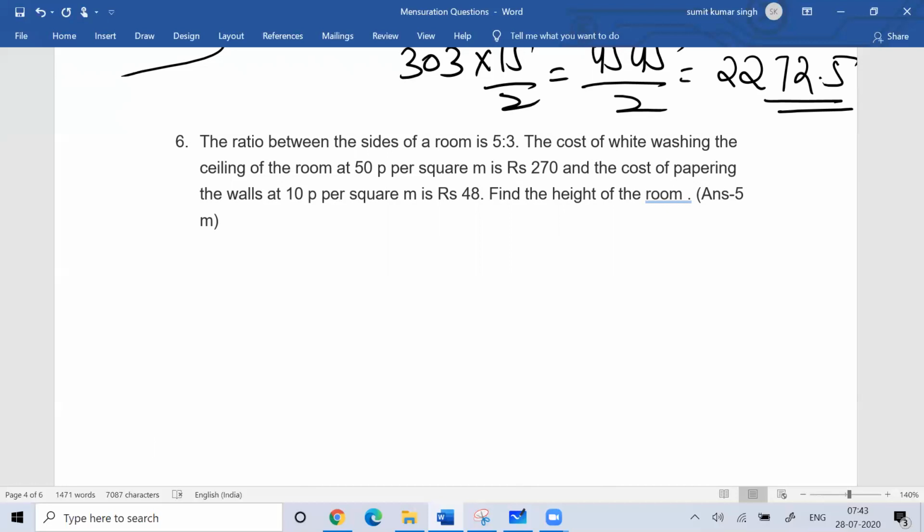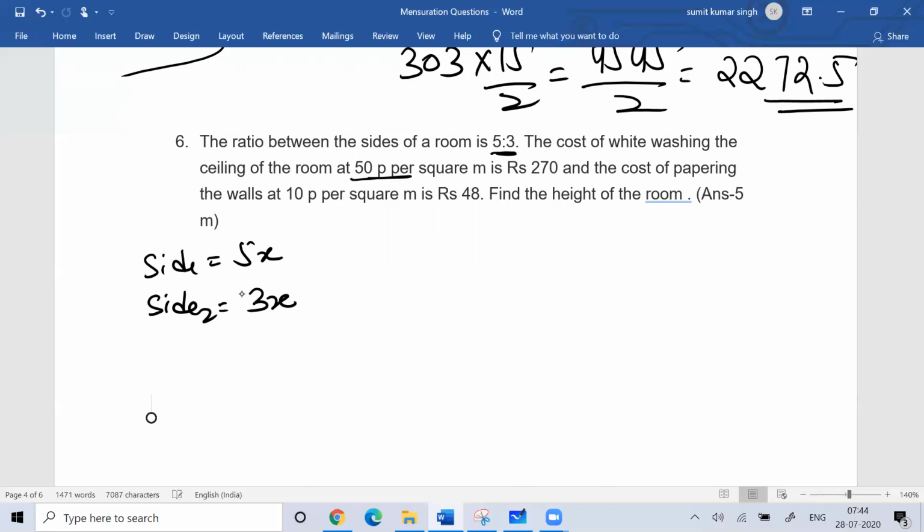So the next question is the ratio between the sides of the room is 5:3. So side 1 is 5x and side 2 is 3x. The ratio between the sides of the room is given like this, 5:3, so one side is 5x, the other side is 3x. The cost of whitewashing the ceiling.